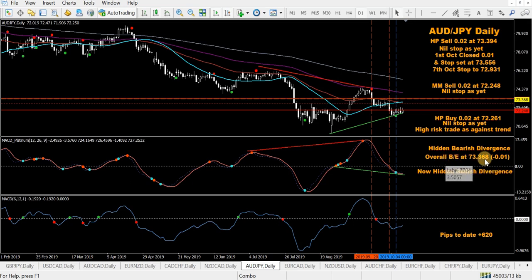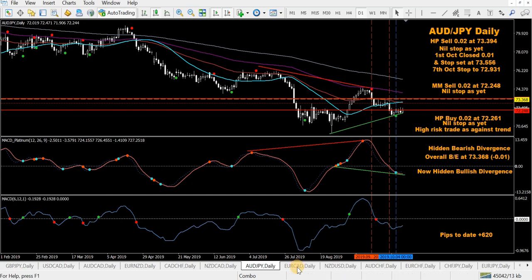Overall break even minus 0.01, and that's that yellow line up there. So as long as price is below that, we're in the money in this sequence. So I've closed all three trades now, we'd be in profit. So no dramas there. But I'd rather work each trade individually, yeah. So it's going all right.